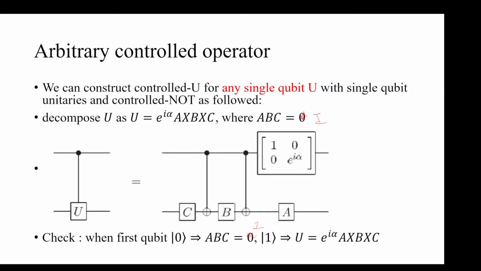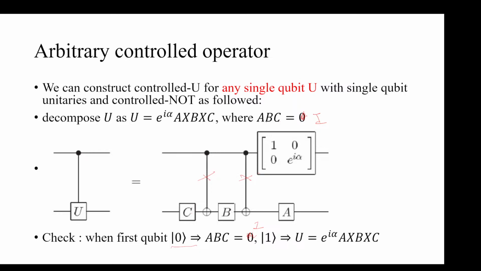Let's check one by one. First, the 0 case. When the first qubit is 0, the CNOT gate does nothing, so you have no CNOT here. On the second qubit, this is a little funny, but ABC actually acts in the order C, B, A. So you have C times B times A equal to identity, and the second qubit is acted on by the identity. The first qubit has this gate, diag(1, e to the i alpha), but since it is 0, the phase only acts on 1, so nothing happens to the first qubit. When the first qubit is 0, nothing happens on either qubit.